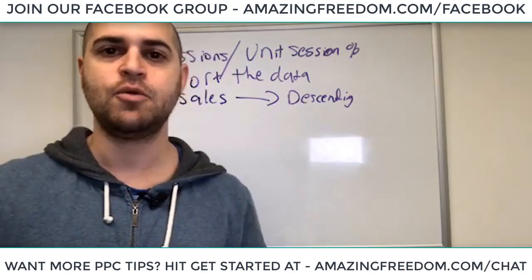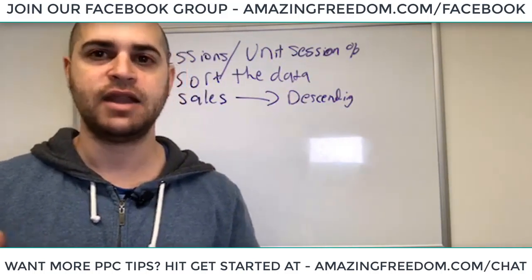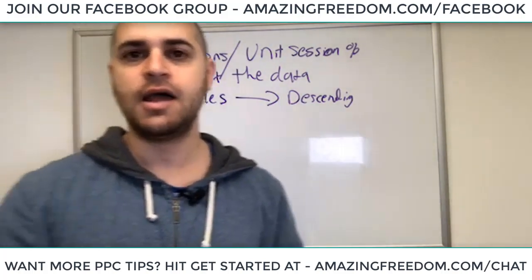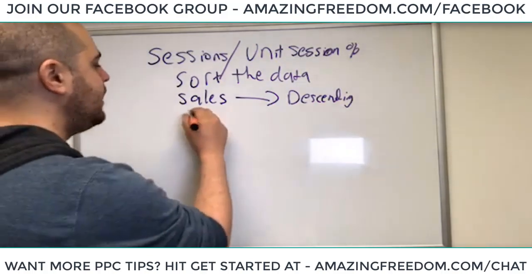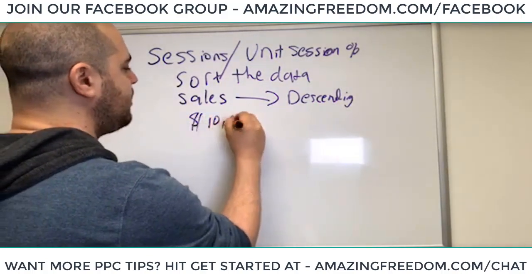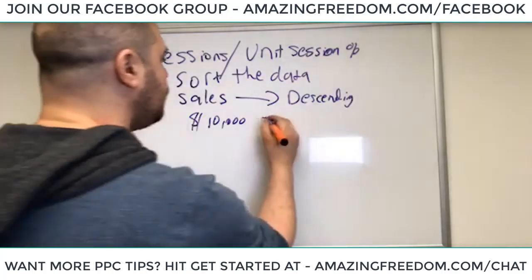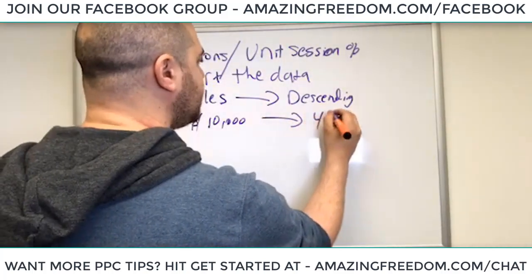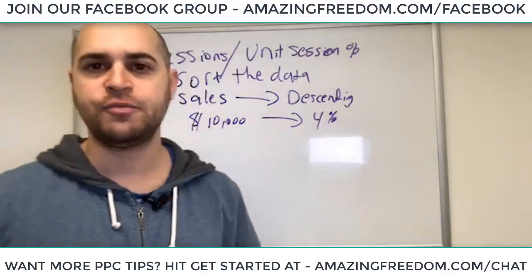I'm going to go to my business reports, go to the detail page by traffic, and look at the products that are getting the most sales. So let's take an example, right? Let's say you have a product and in the last month it sold $10,000. You're getting a certain amount of traffic, and your conversion rate, your unit session percentage, let's say, is 4%. It's kind of a typical conversion percentage on Amazon.